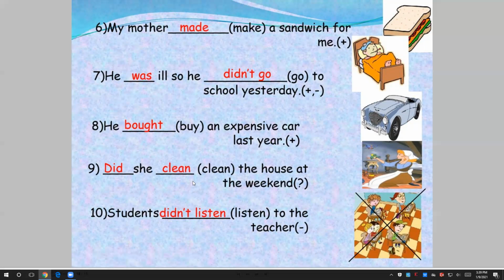So that's the end of past simple tense. I'm sure you must have understood. So in my today's lecture, I've told you something about past simple tense and how they are used.